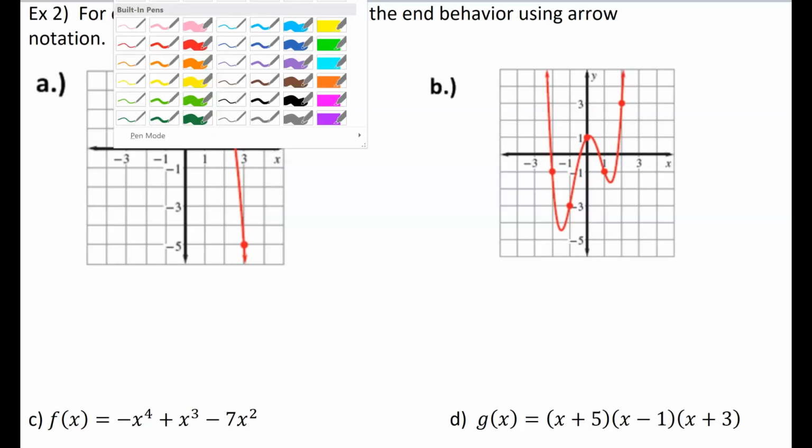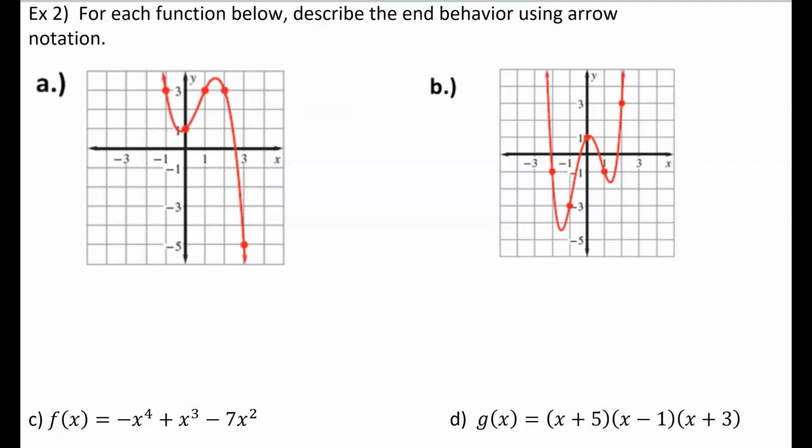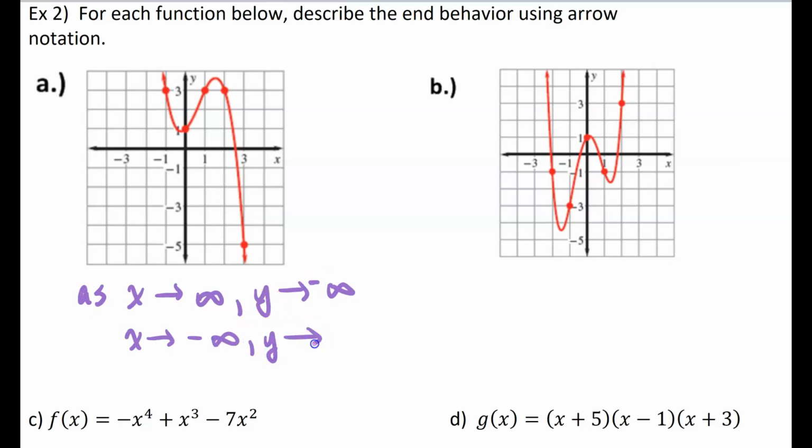Okay, what did we find for the graph of A? As x goes to positive infinity, where is my y going? It is going to negative. Y goes to negative infinity. Forgot my negative sign. Okay. And as x goes to negative infinity, where is y going? Positive infinity. All right. How about in B? What's happening? As x goes to plus or minus infinity, y goes to... Okay.